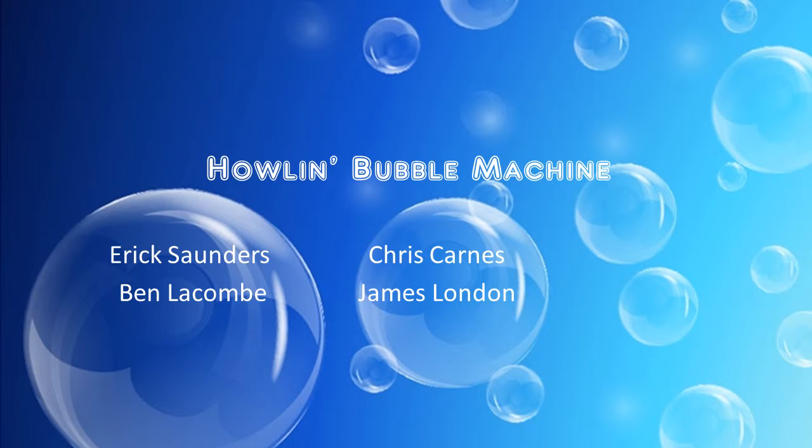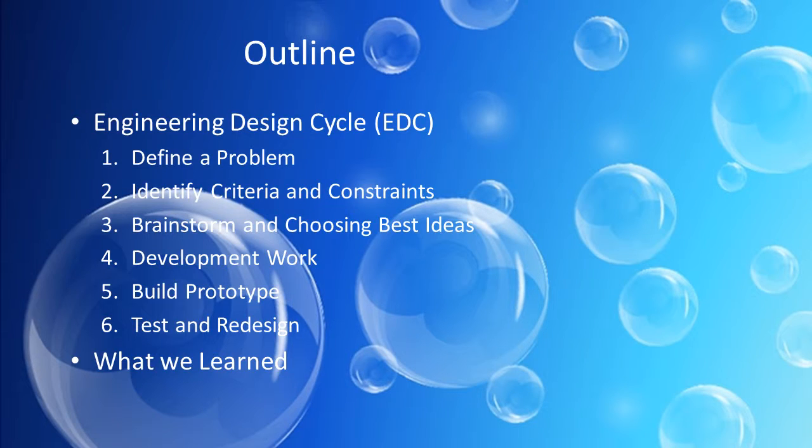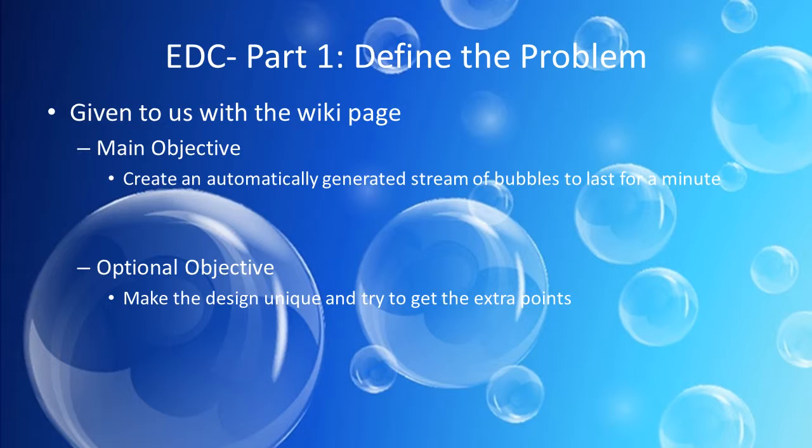Our project was called the Howlin Bubble Machine by Eric Saunders, Ben Lacombe, Chris Carnes, and James London. Over the course of this PowerPoint, we will go over the engineering design cycle as well as what we learned. The first part of the engineering design cycle is the defining the problem stage.